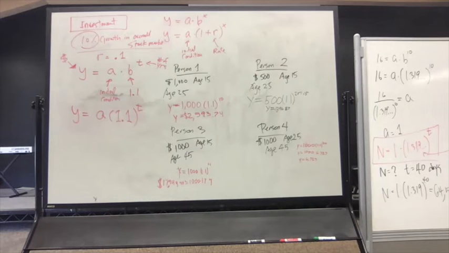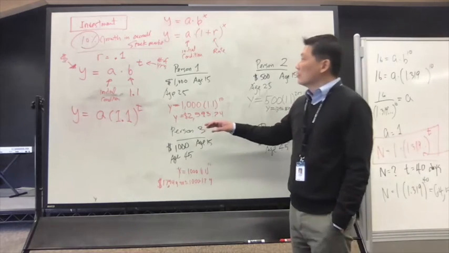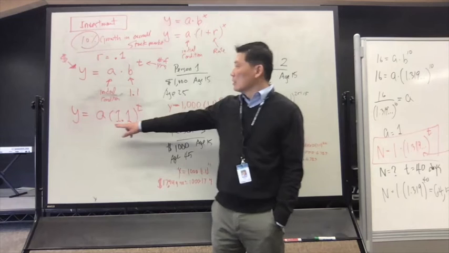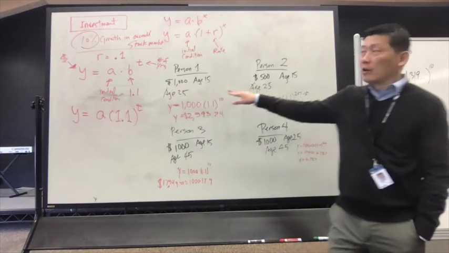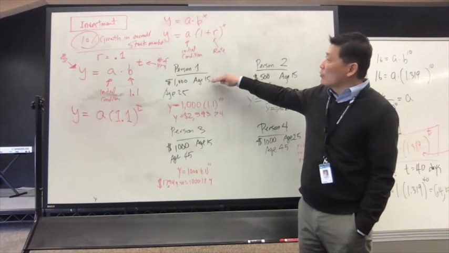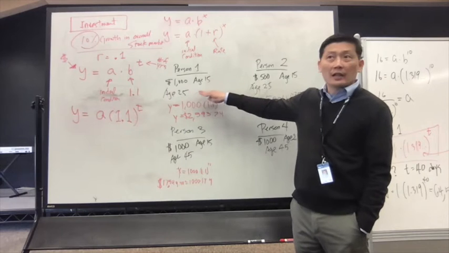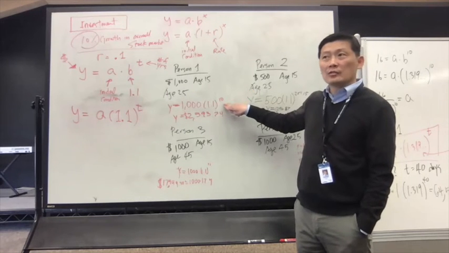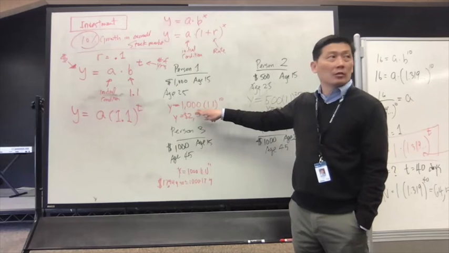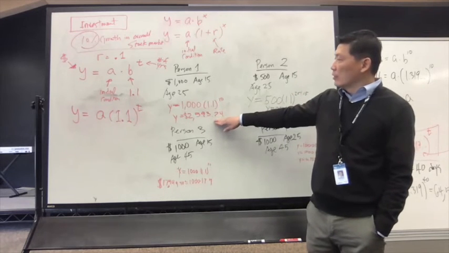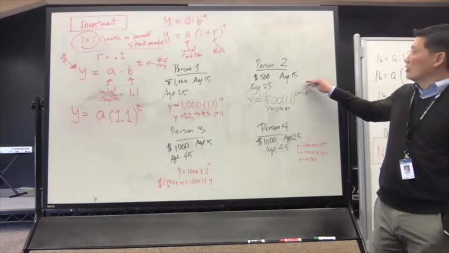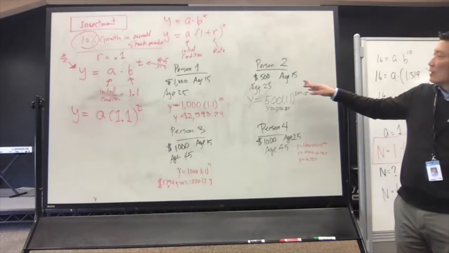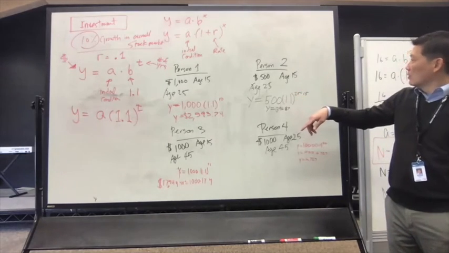Okay, so take a look at this. We know the initial condition in this case is A, whatever the number you start out with. From age 15 to age 25, t is equal to 10. So you put 10 into t, and then you put 1,000 into the initial condition, you end up with $2,593 plus change.